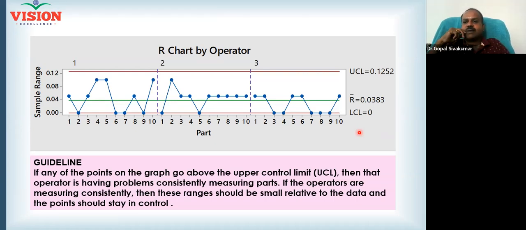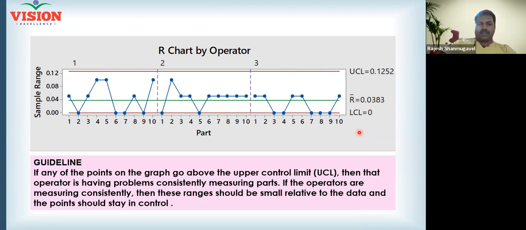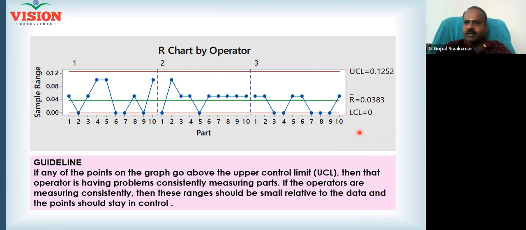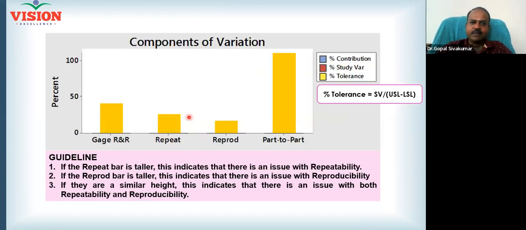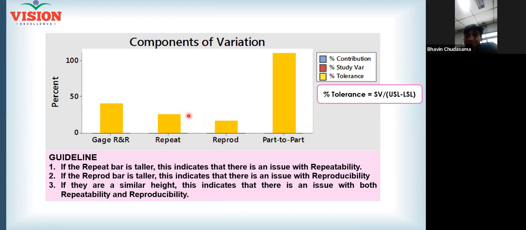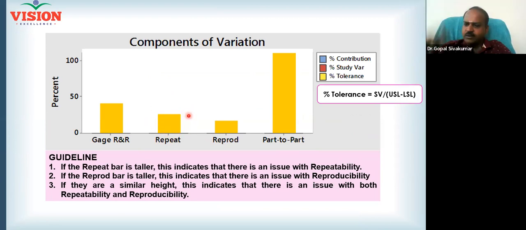What is the purpose of the graph now? We check the repeatability of the individual appraiser, whether the repeatability error is under control or not. It looks under control, but my data says still the repeatability is more. I want to reduce it.